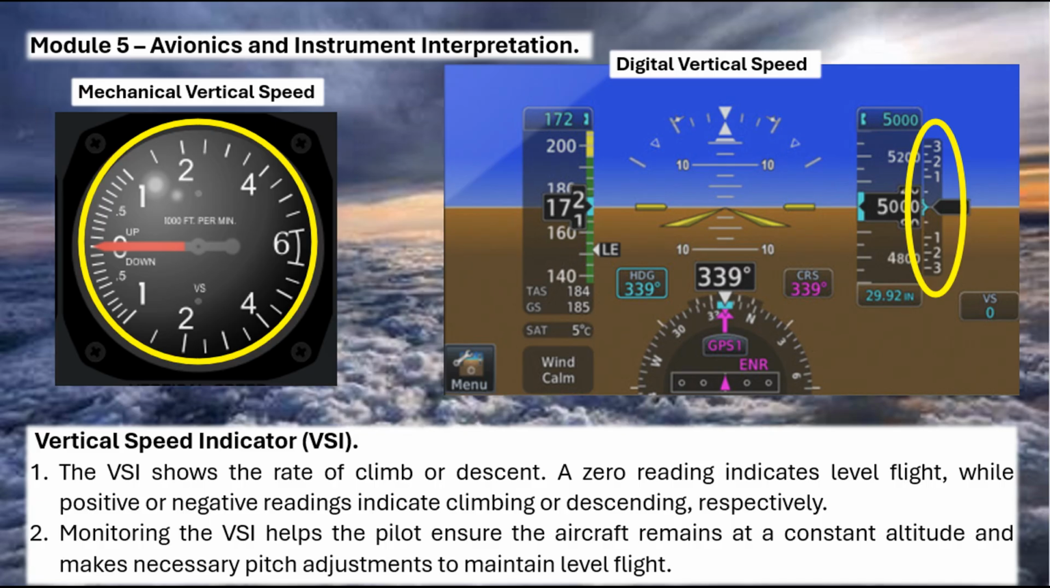Vertical speed indicator (VSI). 1. The VSI shows the rate of climb or descent. A 0 reading indicates level flight, while positive or negative readings indicate climbing or descending, respectively. 2. Monitoring the VSI helps the pilot ensure the aircraft remains at a constant altitude and makes necessary pitch adjustments to maintain level flight.